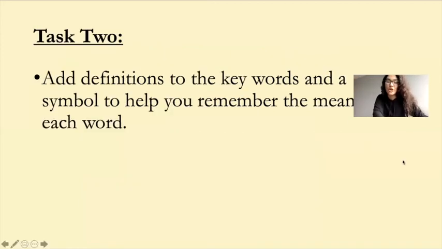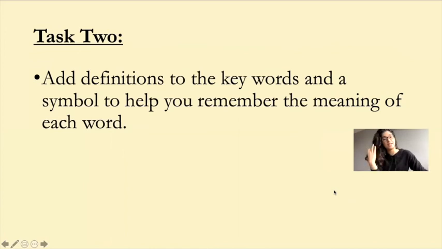Right, task 2. You are adding definitions to the keywords, and then you can add a symbol to help you remember the meaning of each word. So you have just the 2 tasks to do today. The first one being you write down the definitions in your own words of what you think those words might mean. And then task 2 is have a look at those definitions that you've written down, add to them, and then you can add a symbol to help you remember the meaning of each word.